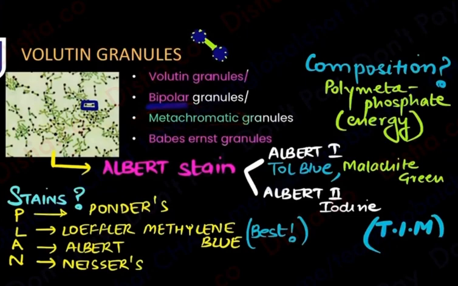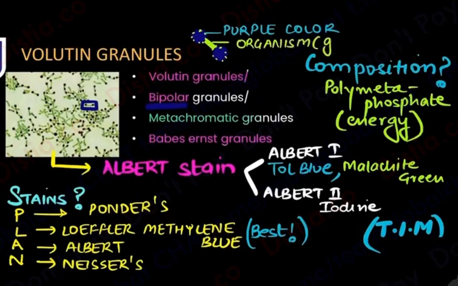You understood the concept of metachromasia? Metachromasia means I have a blue color, but I'm going to show you a purple color. So toluidine blue is a metachromatic stain. It has a blue color, but the color that it's going to show to the volutin granules is going to be a purple color. I hope everyone's understood, because if they don't give you the image, they will ask you what is the color of the organism. So remember, the organism is going to be green.